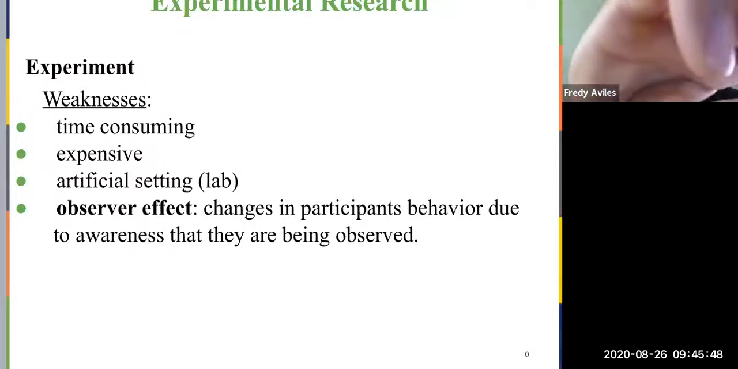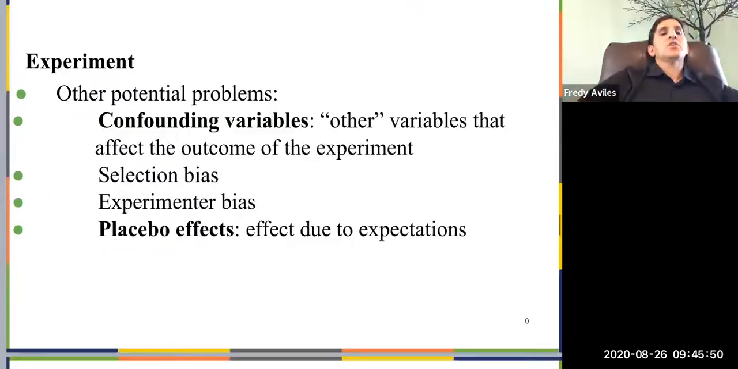Let's keep going. There's other weaknesses. These are a little bit harder to understand. Other potential problems. In an experiment, there could potentially be what we call confounding variables. That sounds complicated, but a confounding variable is some other thing that could affect the outcome of the experiment. So let's say you're studying the effect of alcohol on aggressive behavior. You want alcohol to cause aggressive behavior. That's what you want. But if you're not careful, there could be some other thing that is actually causing the aggressive behavior and not the actual alcohol.